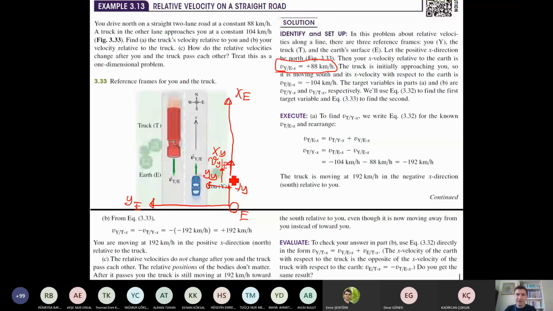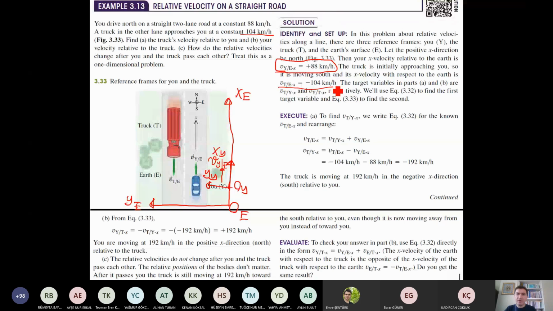The truck is initially approaching you, so it is moving south, and its x velocity with respect to the Earth is this one, which is given in the question. Since we have chosen this direction as positive x, it will be negative because it is moving along the negative x direction. So the velocity of the truck relative to Earth is given by minus 104 km per hour.